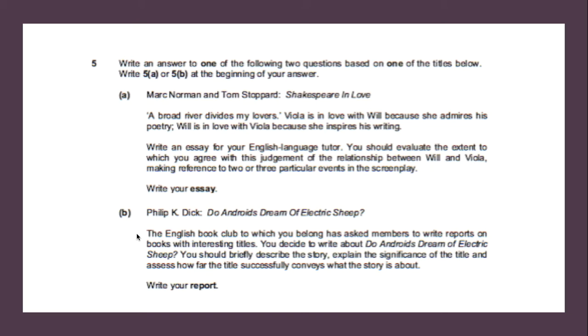"The English book club to which you belong has asked members to write reports on books with interesting titles. You decide to write about Do Androids Dream of Electric Sheep? You should briefly describe the story, explain the significance of the title, and assess how far the title successfully conveys what the story is about. Write your report." So both of these have a fairly neutral to formal tone of voice, or register.